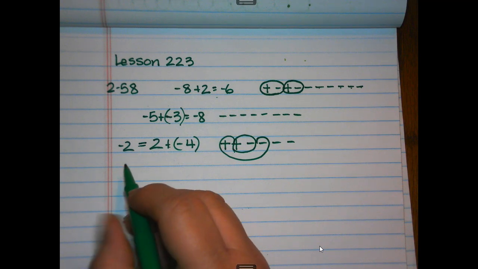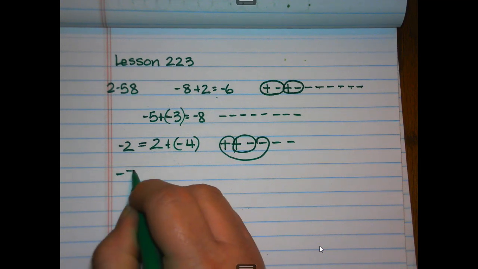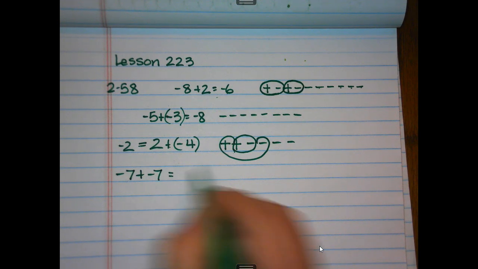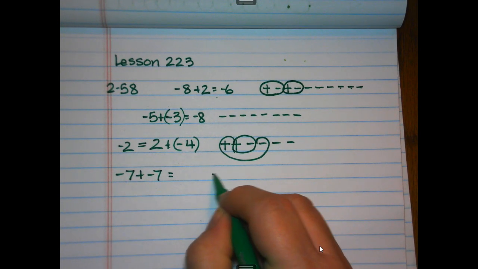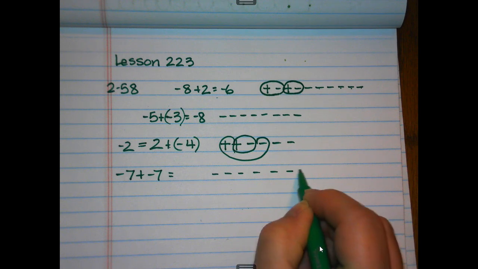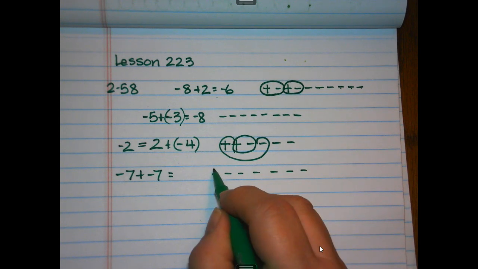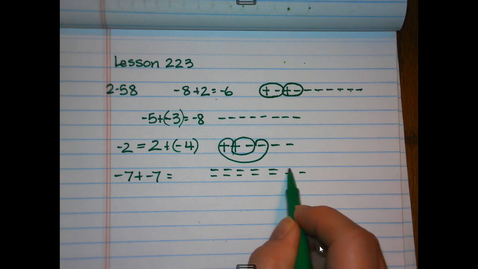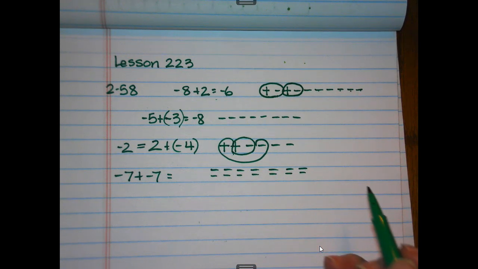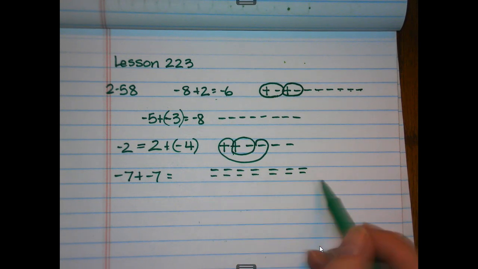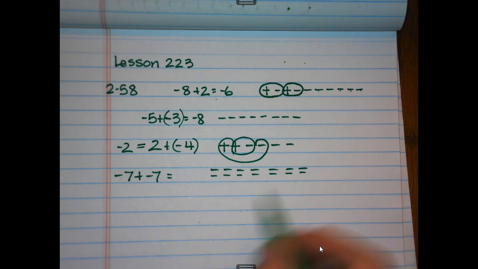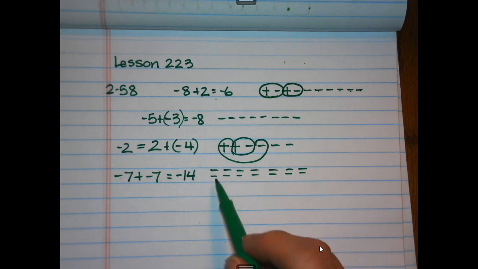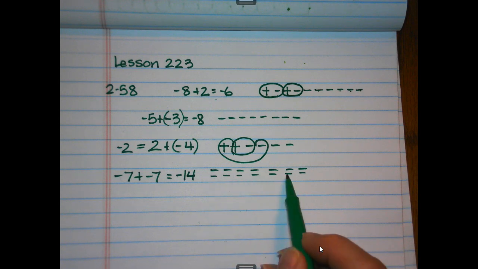For the next problem that I'm going to demonstrate for you, we have -7 plus -7 more. So that is 1, 2, 3, 4, 5, 6, 7. And we can put the rest of them up on top here. 1, 2, 3, 4, 5, 6, 7. It doesn't really matter how you draw them as long as you have all of them drawn out. And when I add that up, I end up with -14. 2, 4, 6, 8, 10, 12, 14.